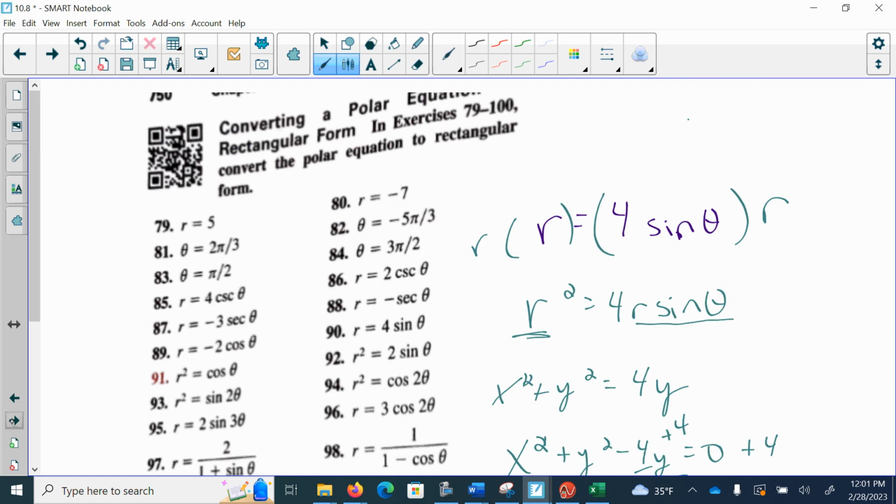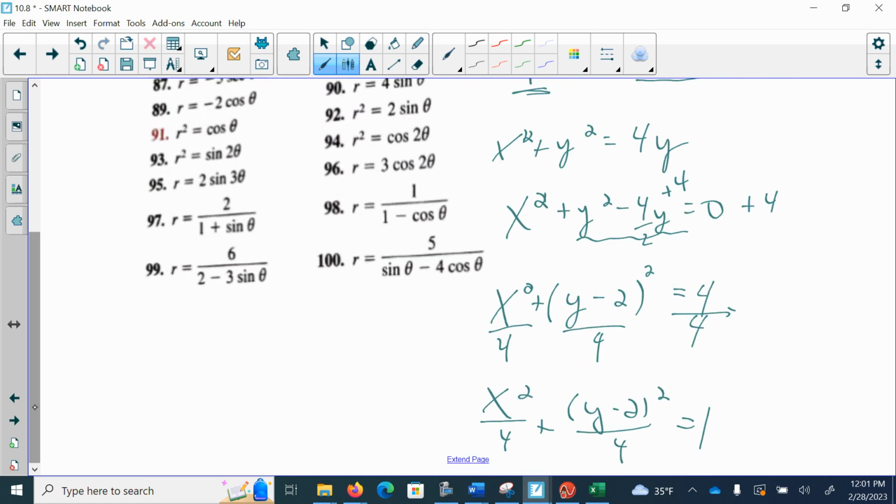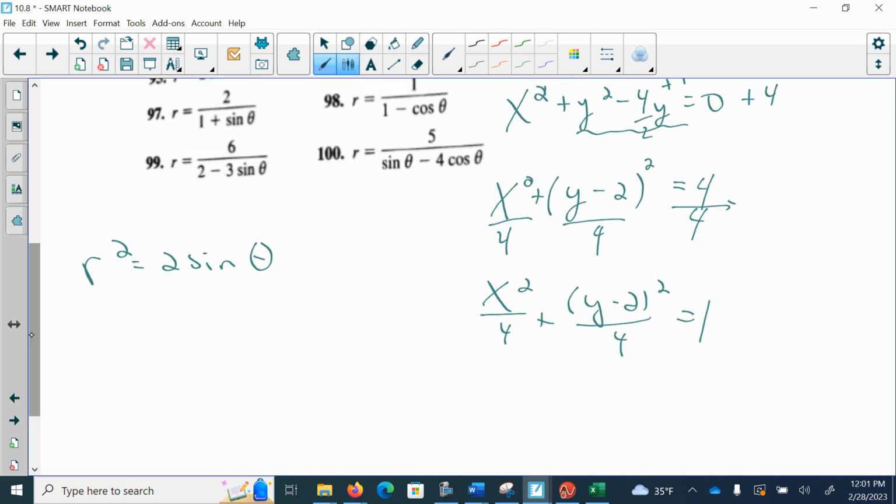R squared is equal to 2 sine theta. So as soon as I can change something, I'm going to, right? So I wonder if I want to, though. Okay. Did you make that x squared plus y squared? Or what did you do?